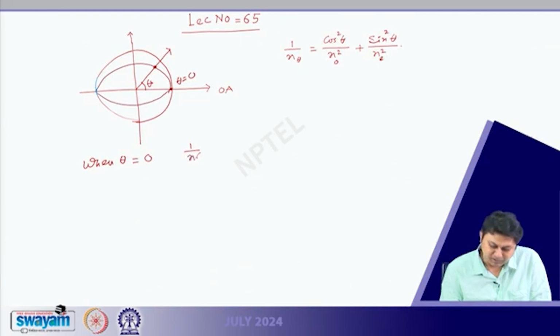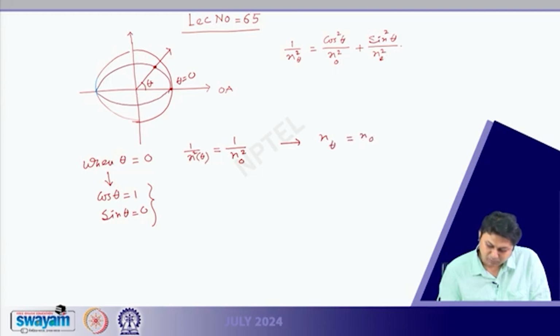So when theta is equal to 0, the refractive index n, which is a function of theta, has cos theta equal to 1 and sin theta equal to 0, so this portion will not be there. So I can write 1 divided by n squared is 1 divided by n o square. So it is simply n theta is equal to n o.